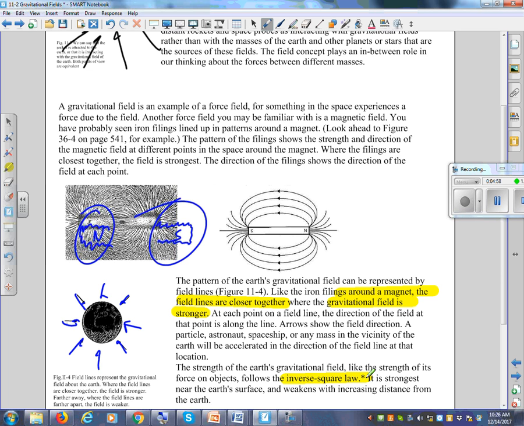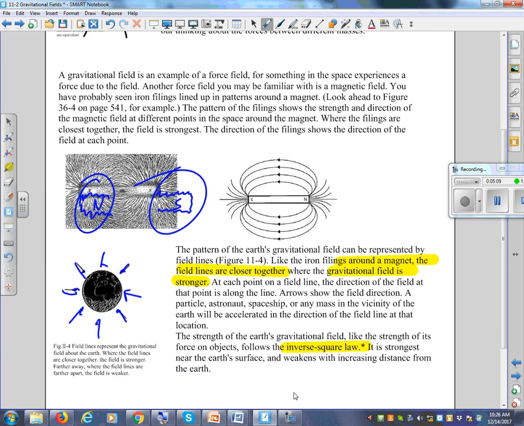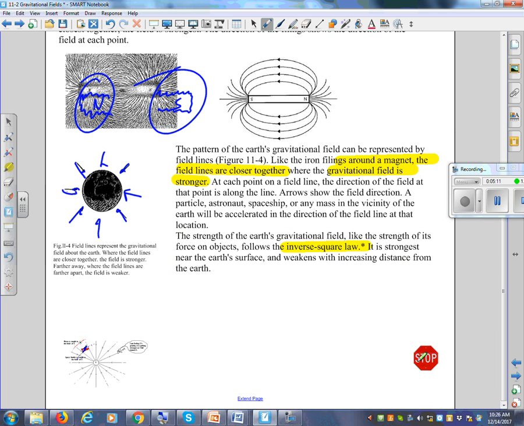Now, have we talked about inverse square laws before yet? No? Not never? Really? Okay, well then we better do that. It is strongest near the Earth's surface and weakens with increasing distance from the Earth. Let me just get rid of some stuff here.